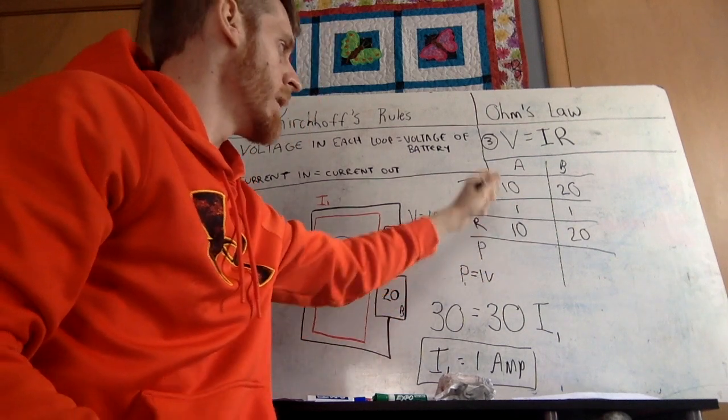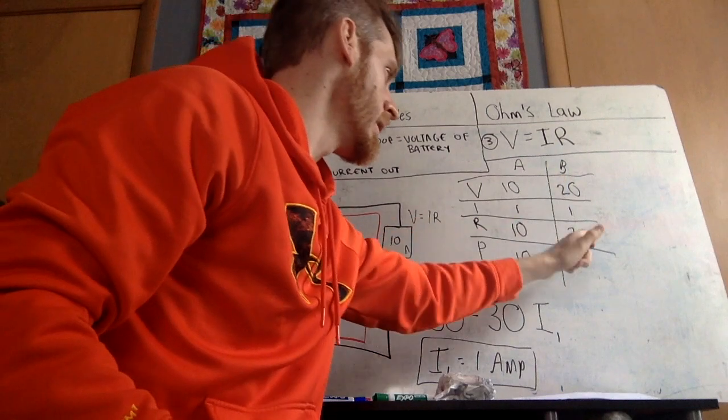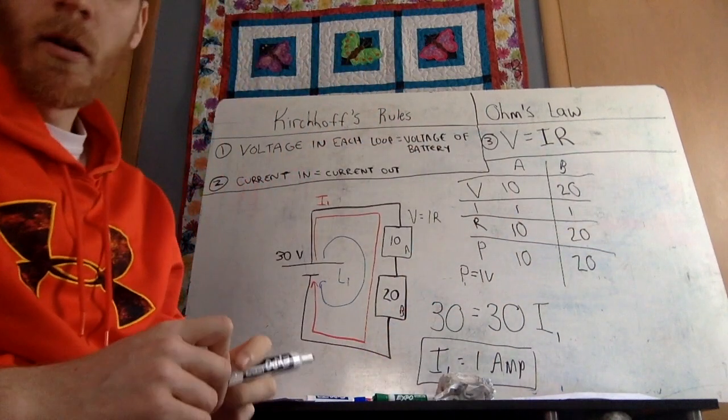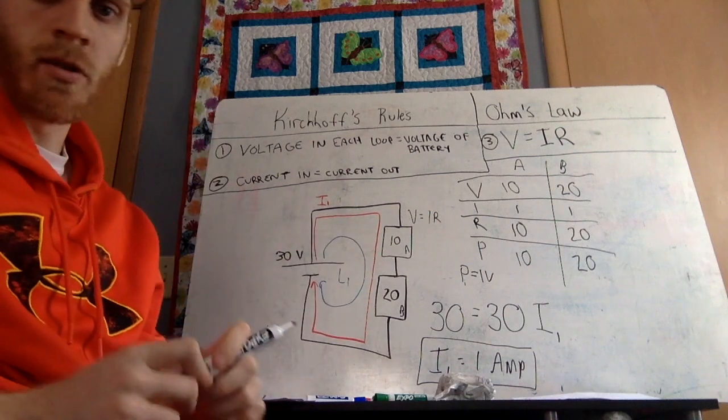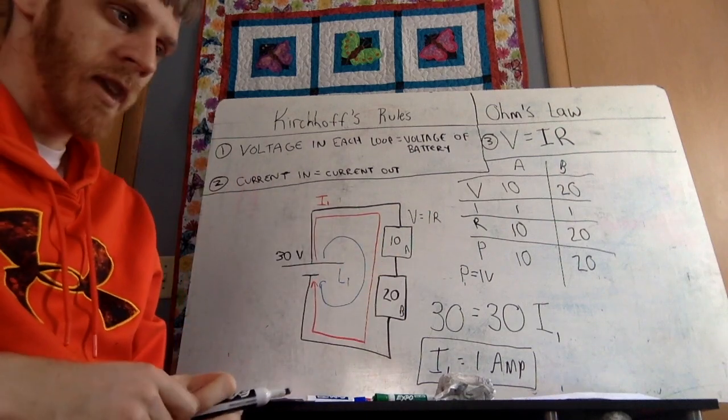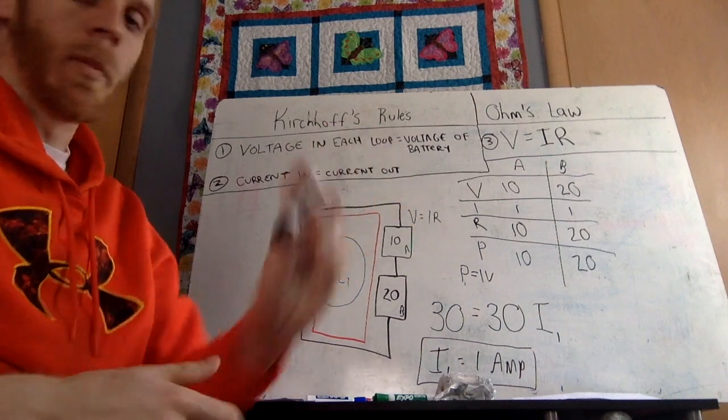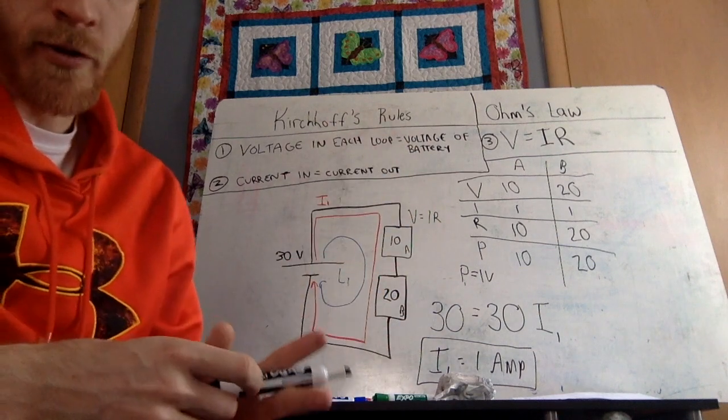So we'd have 1 times 10, which is 10 watts, 1 times 20, which is 20 watts. There we go. We now know the power that each resistor uses, the voltage that each resistor uses, the current that each resistor uses. So if we want to find out what the totals are, we can just add them up. We can add up the power, total power for the circuit, for example.